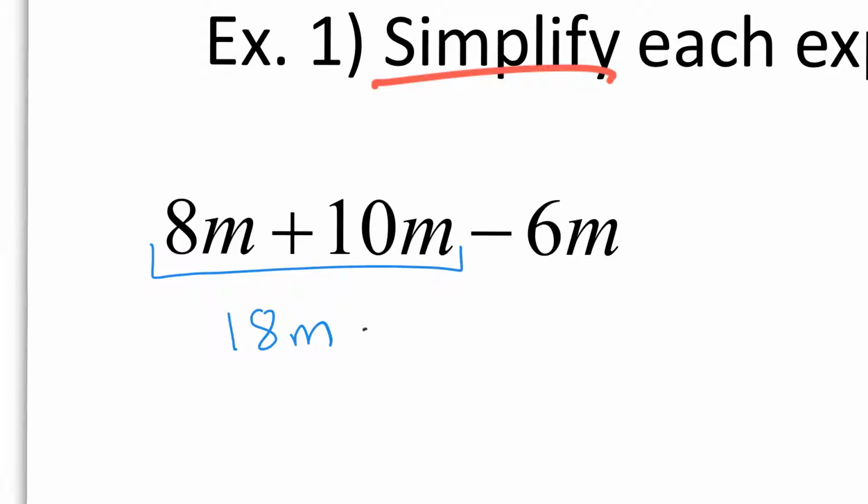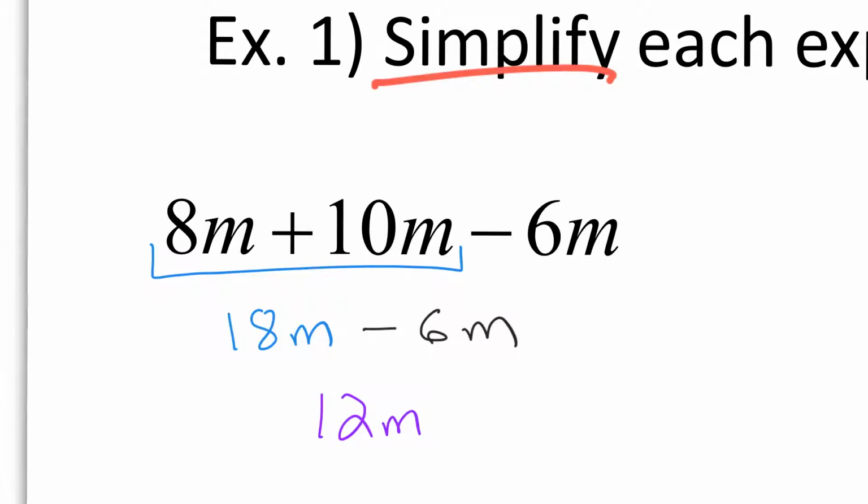Now let me bring down the minus 6m. Now here, you guys have 18m. You guys added those two types of marshmallows, 8 and 10. Now you're going to subtract. You're going to take away 6 marshmallows. So 18 minus 6, that's going to be 12. And you guys keep the variable, 12m, or 12 marshmallows.